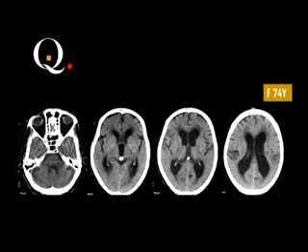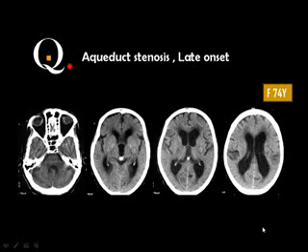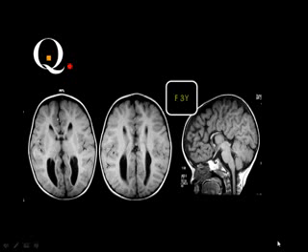Normal pressure hydrocephalus, you got dilated ventricles with normal cortical sulci. And here the fourth ventricle is normal, the third ventricle is dilated, the lateral ventricles are dilated. Yes, and we are not sure except by MRI that we have tectal glioma, but here you diagnose late onset hydrocephalus and you recommend MRI to assess the possibility of tectal glioma.